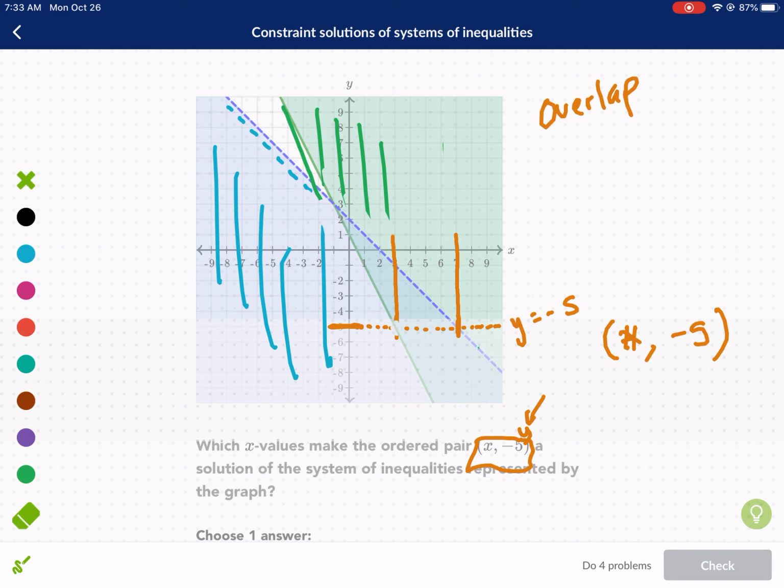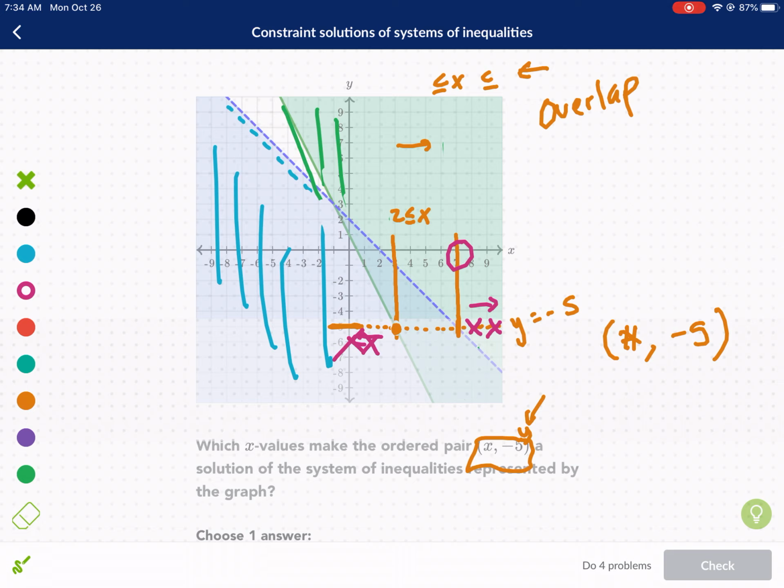Keep in mind, at 2 it's a solid line, so it can include 2. So x can be equal to 2, but it has to be bigger. When we're talking about x values, if we're moving to the right, x is bigger than whatever that value is. If we're moving to the left, it's smaller. Notice x can't be bigger than 7. As we get bigger than 7, we're off the graph to the right. We want to be less than 7, but bigger than 2, because as we move to the left of 2, it's not included in the solution where there's overlap.